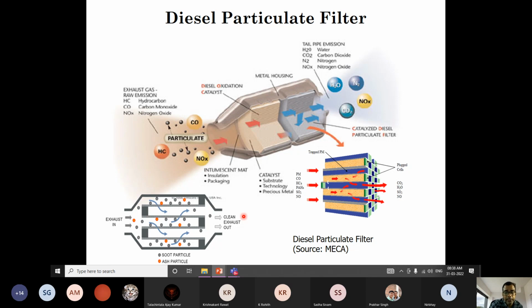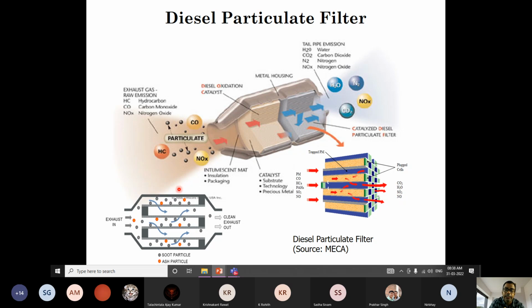Or if it is not done automatically, then the driver will get some kind of signal, and then the driver will activate the regeneration. So that's the way the DPF is going to work. Some vehicles have two DPFs, because once one is blocked, regeneration has to take place. By that time the exhaust will be diverted to the other DPF, and then the first DPF will be regenerated and be ready to reuse. So alternatively, you can use the DPFs.